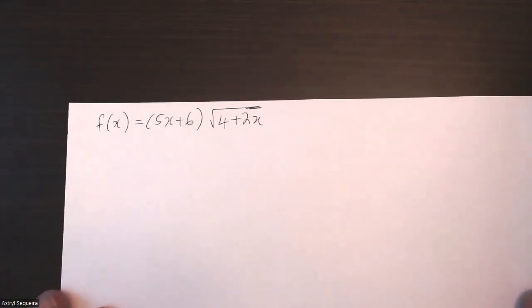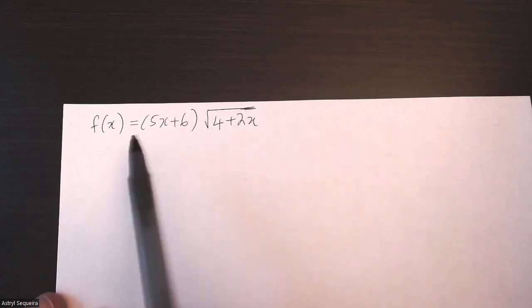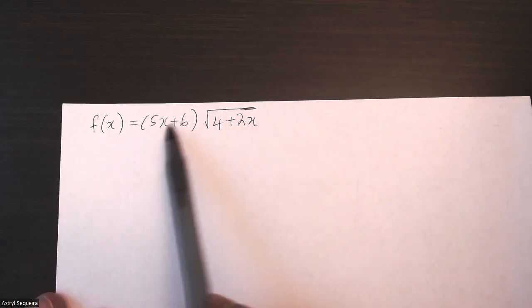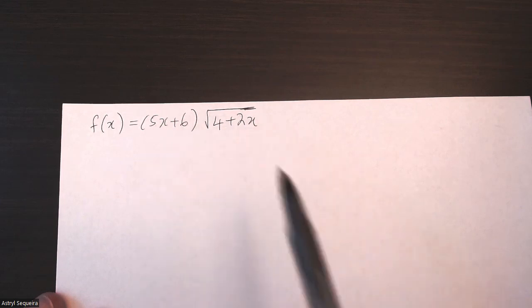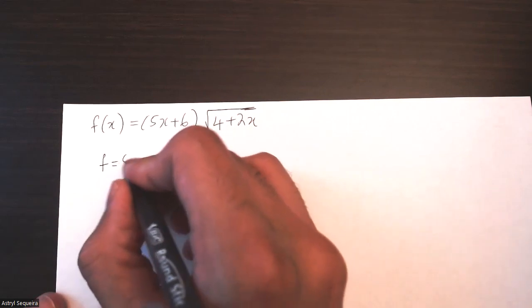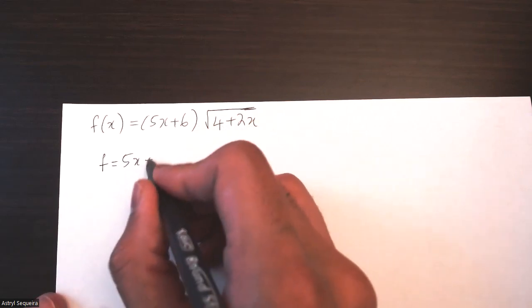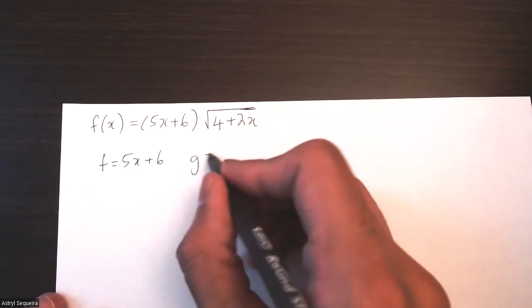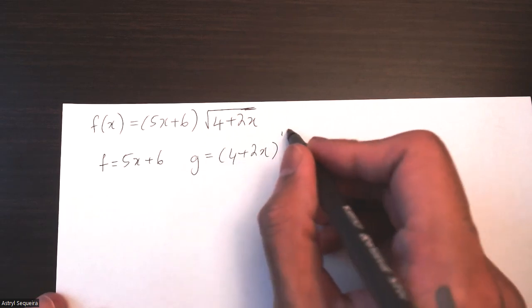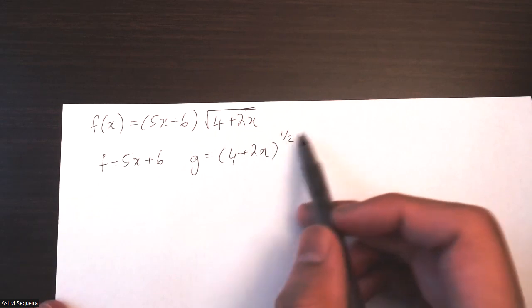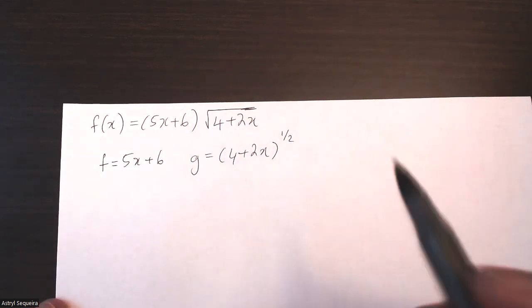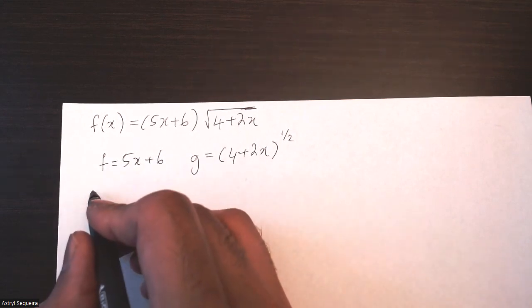Let's go to the second question in this video. This one is going to be done by product rule. I have two functions and I'm going to be multiplying these two functions with each other, which means I have to use product rule. Let me start by setting up my product rule. f equals 5x plus 6 and g equals 4 plus 2x to the power of 1 over 2. I'll write it in exponent form. I converted the radical to an exponent of half because that's going to be easier to derive.